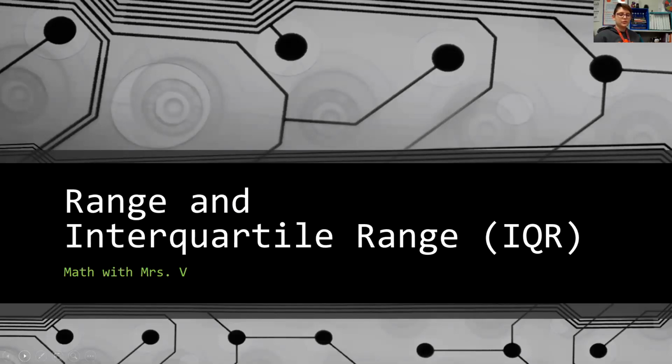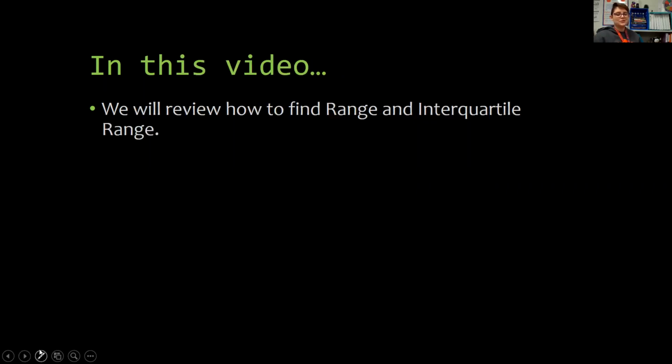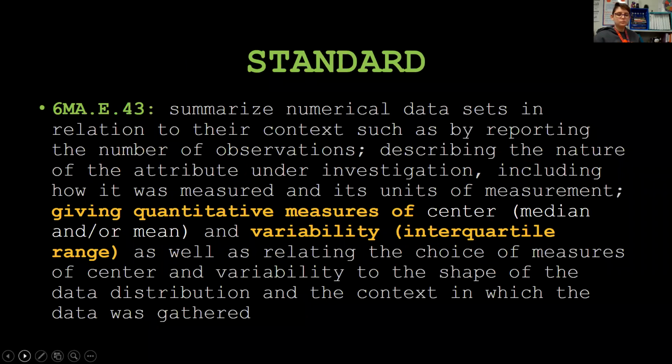We're going to continue our delve into statistics. In the last video, we learned how to find mean, median, and mode, the 3 M's of statistics. Today, we're looking at our 2 ranges, just range and the interquartile range. We're still in standard 6.SP.B.5 (6MA E43), giving quantitative measures of variability, which is our interquartile range.